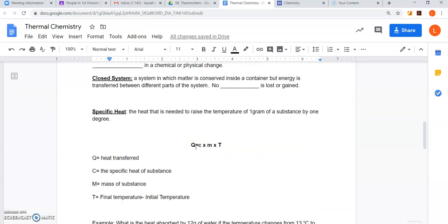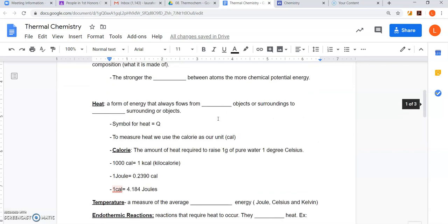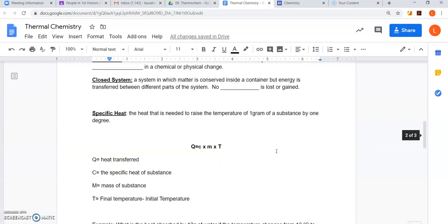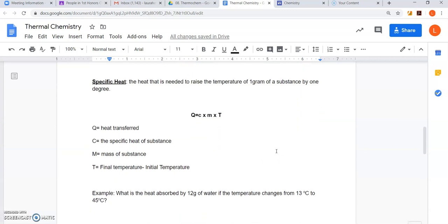All right, specific heat. That's the heat that's needed to raise the temperature of 1 gram of substance by 1 degree Celsius. We talked about that up here with a calorie when we talked about water. But now we're going to define specific heat for any substance, so it's not just water. On page 1 of your reference guide, you'll find a chart that has tons of specific heats for different substances. And that's what you'll use to do your calculations.